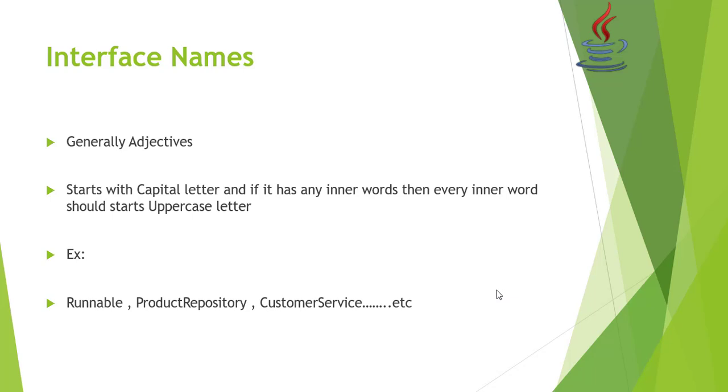The same rules apply to interface names as well. Interface names generally use adjectives. They follow the same rules as class names: they start with a capital letter, and any inner word also starts with a capital letter. Runnable is a predefined interface name that starts with a capital letter. ProductRepository has P capital and R capital. CustomerService is another example.